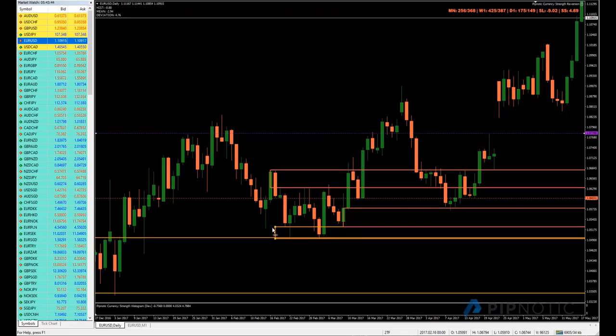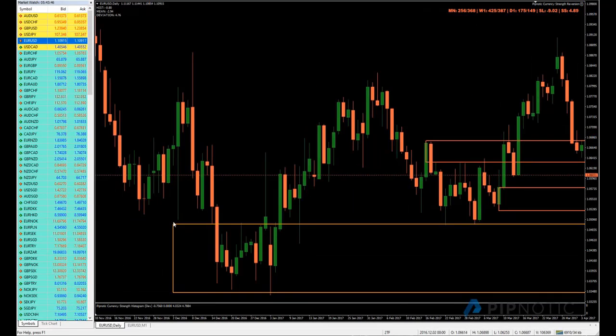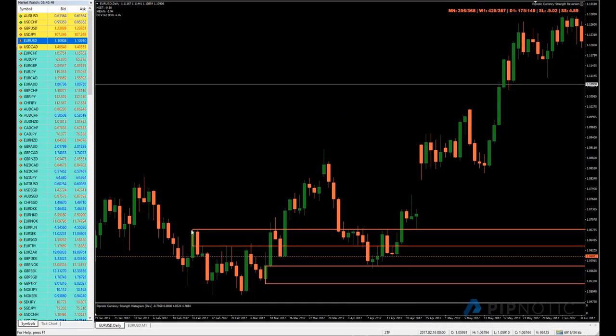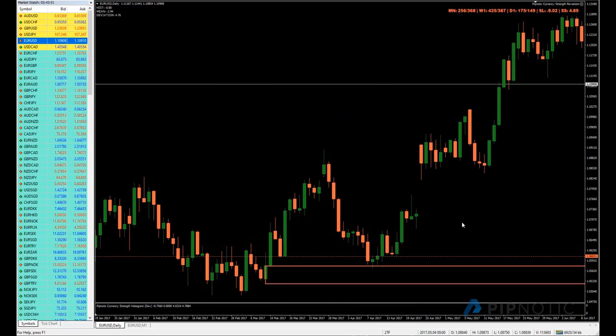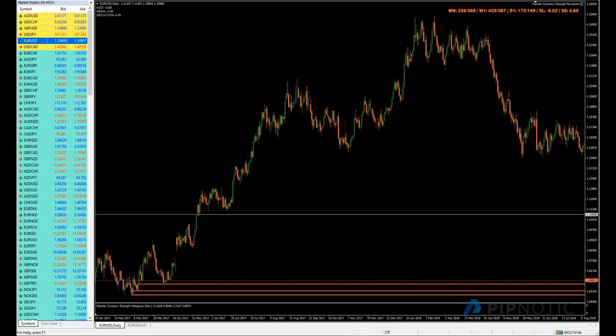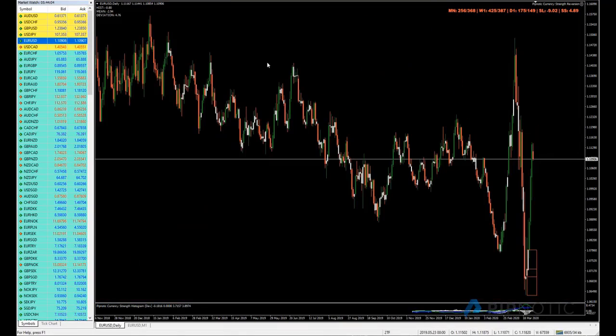So if we remove this one, remove this one, and this one, because this one's gone, and we have this one here. Okay, and beyond that, we have the pullback. The slingshot was pulled back to here. So if we go and see where price reacted, it's probably close to that area.